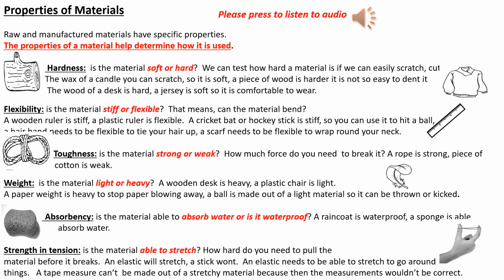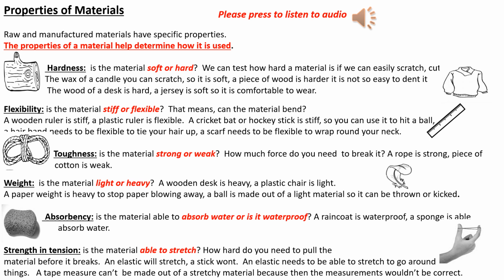On slide 3, we look at properties of materials. This section can be a bit tough to understand. The most important thing to remember about the property of a material is that the property is the reason that this material was used to make the manufactured product. Properties of a material help determine how it is used. As we go through the examples, it will become clearer.